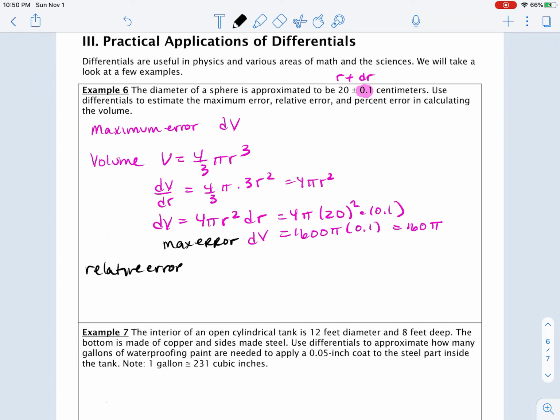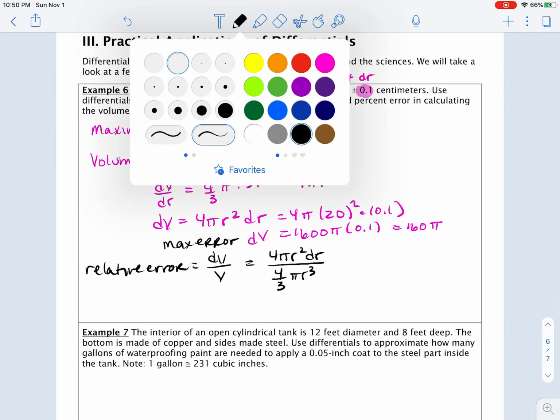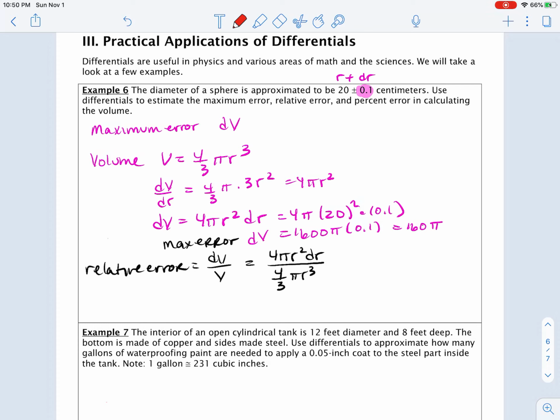All right, so what is my relative error? My relative error is going to be my maximum error divided by my total volume. So if my dV is going to be 4 pi r squared times dr, and my volume is going to be 4/3 pi r cubed.